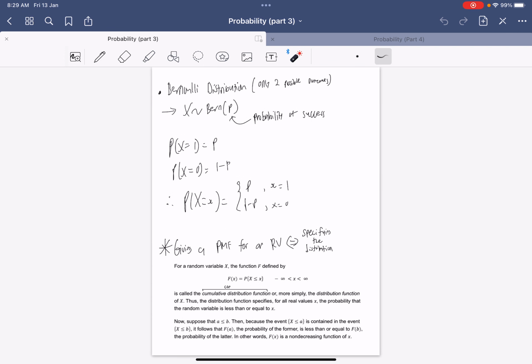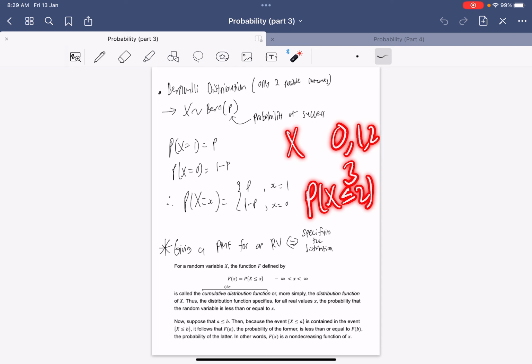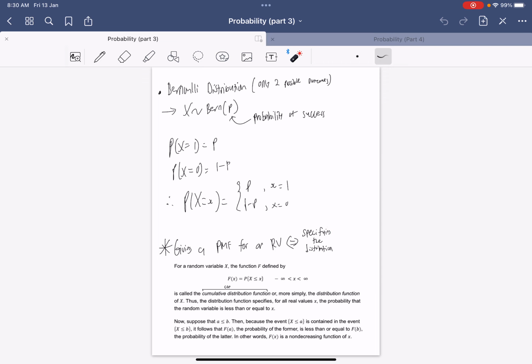Lastly, let's take note of what a CDF is. A CDF is really the sum of previous PMFs. It's the probability of X being less than or equal to x. Let's say the random variable is defined for 0, 1, 2, 3. Then the probability of X less than or equal to 2 is the probability of X equals 0 plus the probability of X equals 1 plus the probability of X equals 2, because you want to know the event that X could be equal to 0, 1, or 2.